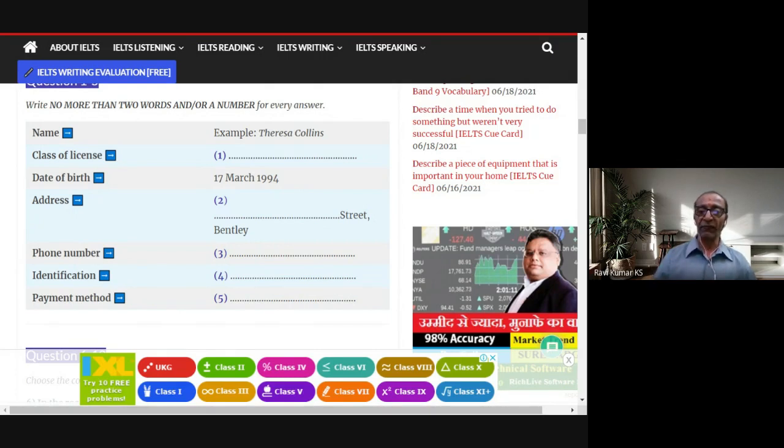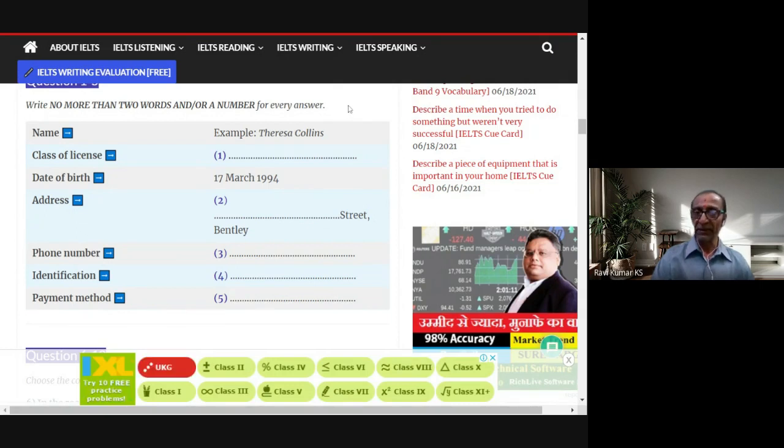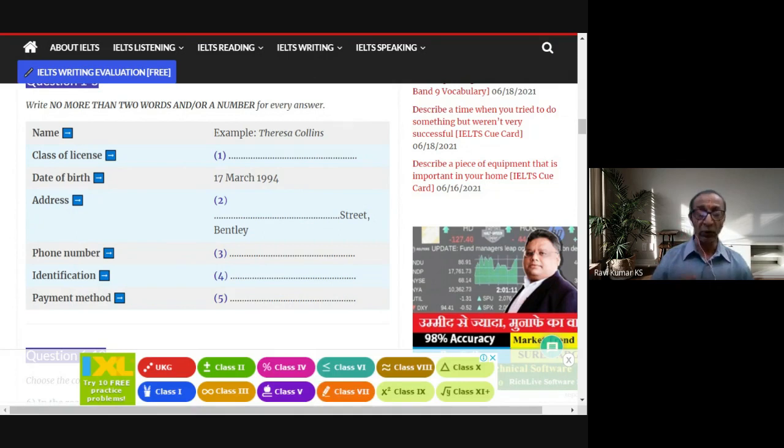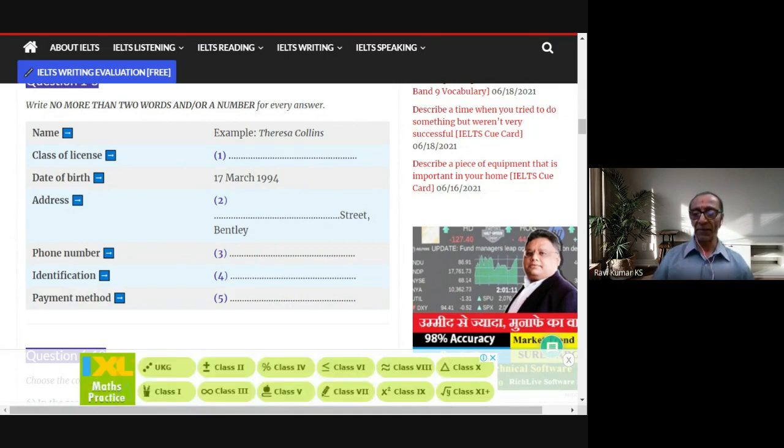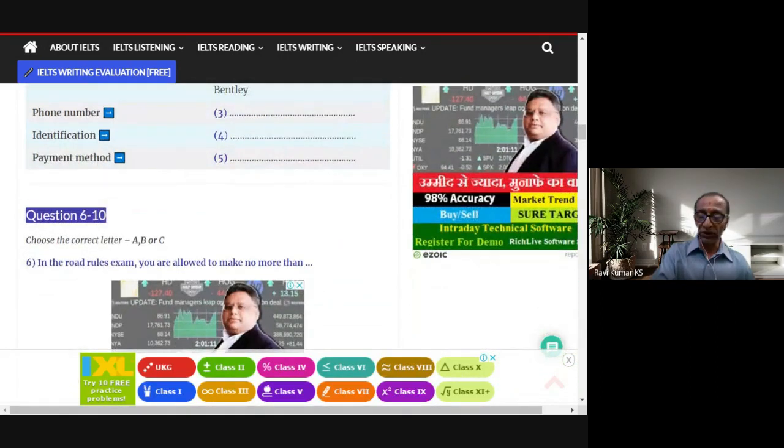So be very careful when you read the question paper. Never ever forget to read the very first line in the question paper. In any skill, whether it is reading, writing, speaking, or listening, never ever forget to read the very first line of the question paper, which gives you the clear instruction on how you have to write the answer. Right? Okay. Now, once you have noted down these questions, then go to question number 6 to 10.